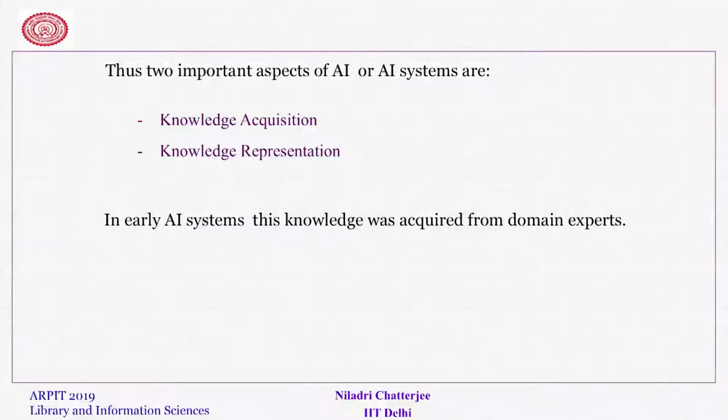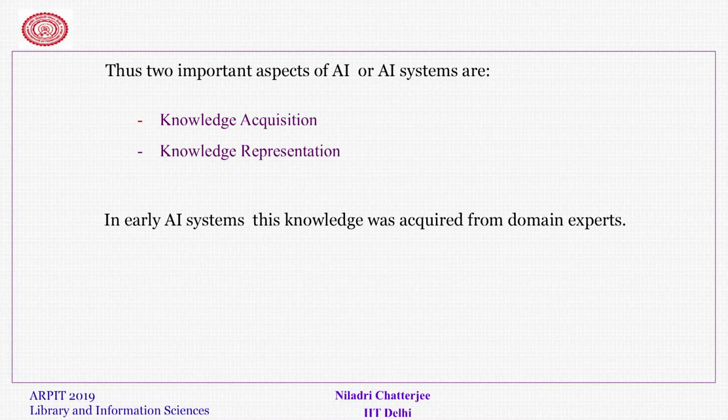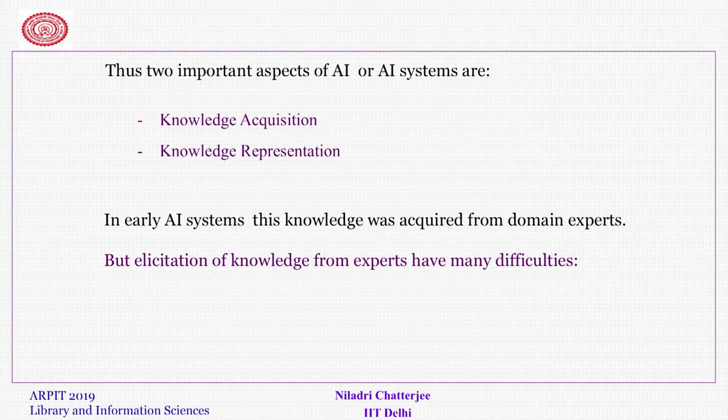That means, how do you acquire the knowledge, the domain knowledge or functional knowledge of the system, and how do you represent it inside the system for future use. That is the main focus of my talk. Now, in early AI systems, and by early I mean the 1960s or early 1970s, the knowledge was acquired from domain experts. But elicitation of knowledge from experts has many difficulties.